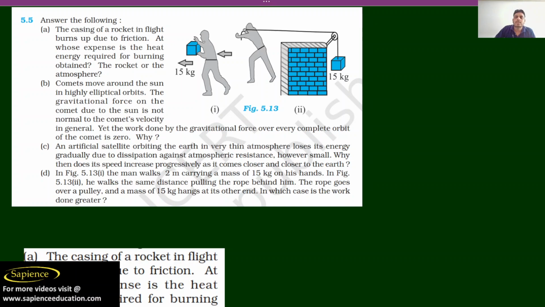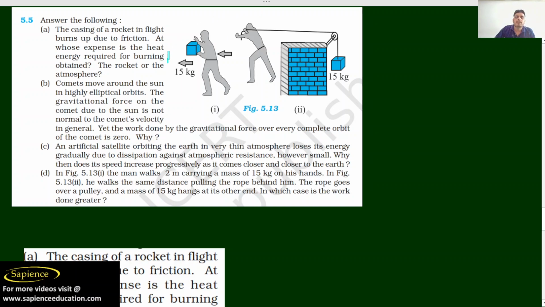Today I am going to discuss question number 5.5. First of all, read it, it has four parts. Answer the following. The casing of a rocket in flight burns up due to friction. At whose expense is the heat energy required for burning obtained: the rocket or the atmosphere?